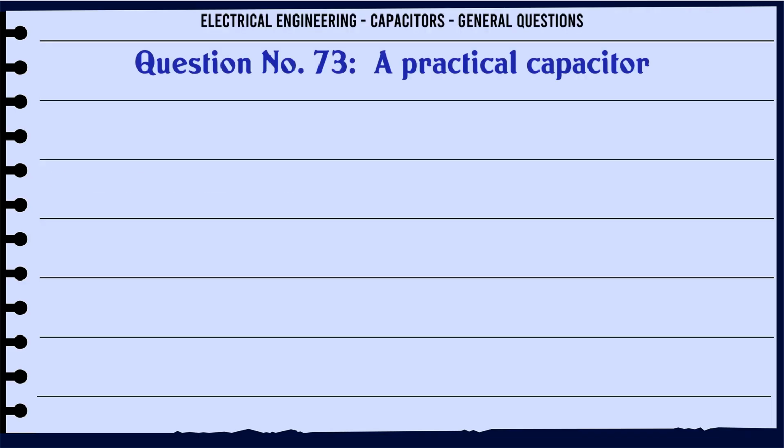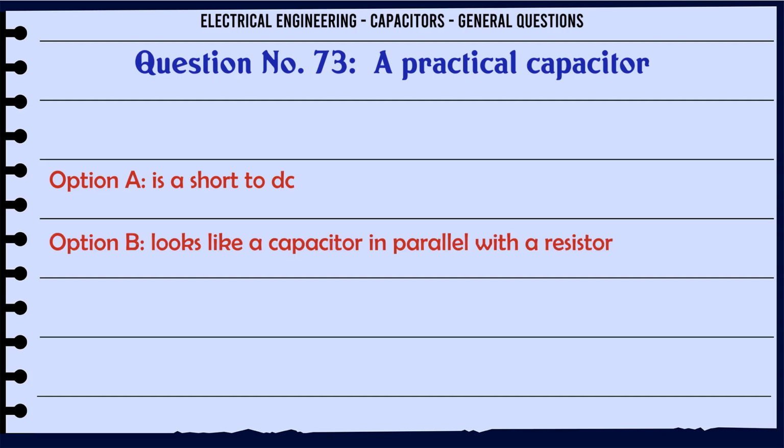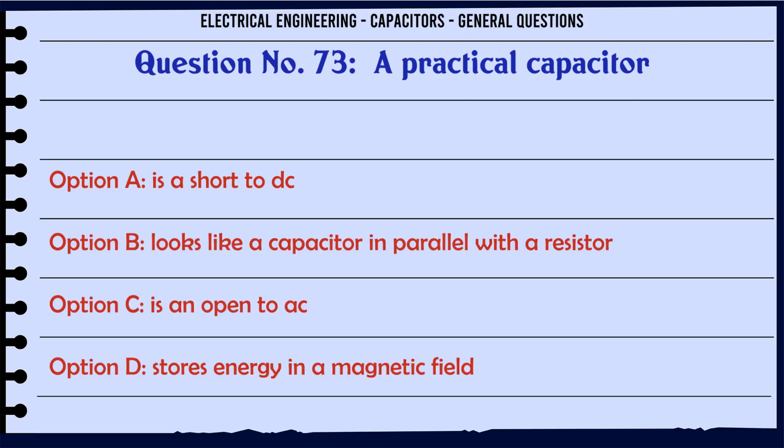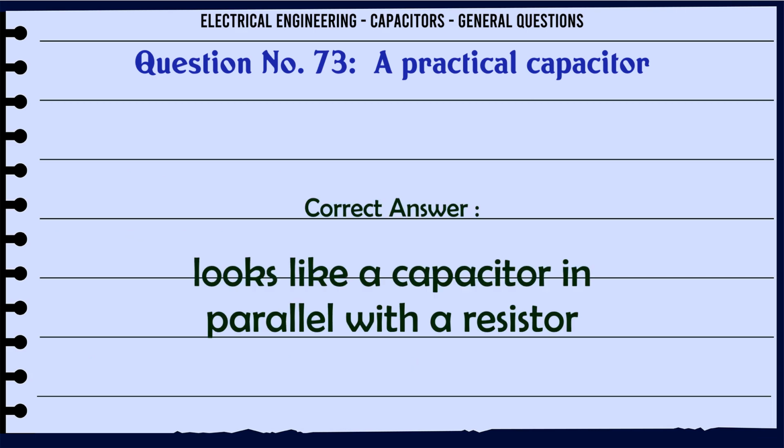A practical capacitor: A. is a short to DC. B. looks like a capacitor in parallel with a resistor. C. is an open to AC. D. stores energy in a magnetic field. The correct answer is looks like a capacitor in parallel with a resistor.